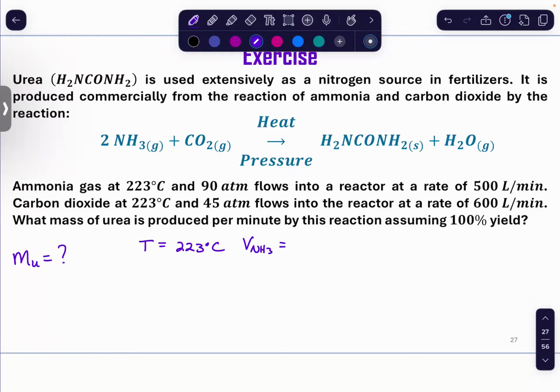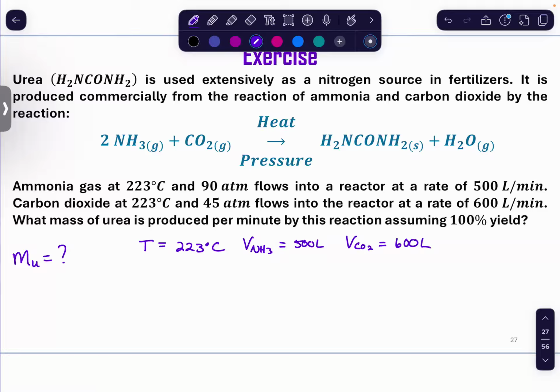Volume of ammonia is 500 liters, because you notice how it says how much is produced per minute. So we're looking at this reaction 1 minute at a time. At the end of the first minute, 500 liters of ammonia has been pumped into the system. At the end of the first minute, the volume of CO2 is going to be 600 liters. Okay, so this happens every minute.